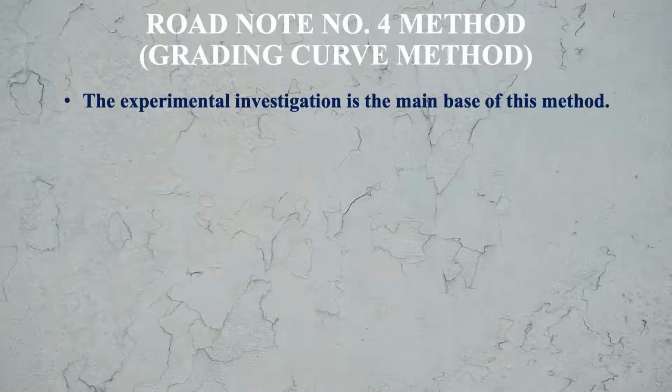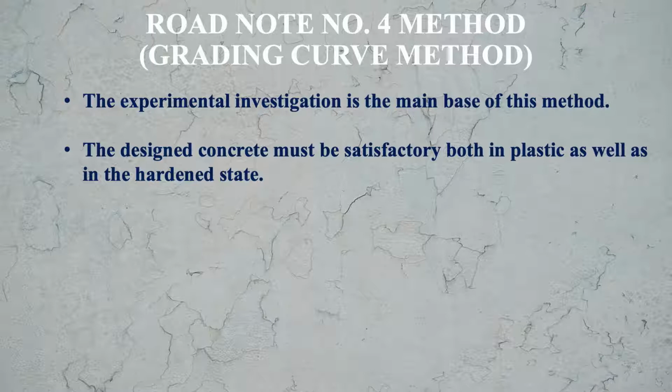Now next method is the Road Note number 4 method. This is also known as the grading curve method. The experimental investigation is the main basis of this method. Means we have to do a lot of experimental investigation. The designed concrete must be satisfactory both in the plastic as well as in the hardened state. Means in the plastic state, what we generally look for is the workability. So the workability requirement should be satisfied.